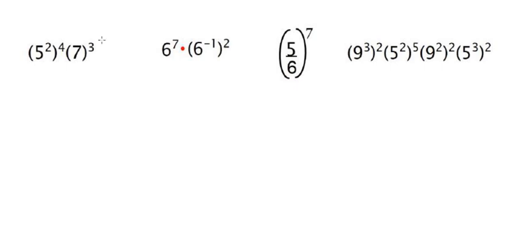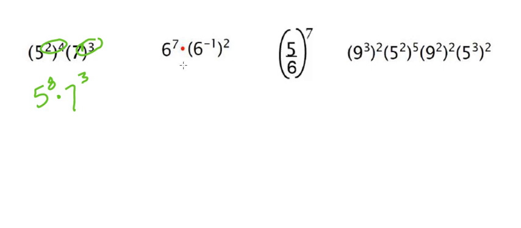All right, so right here we have 5 squared raised to the power of 4, and then this is actually 7 to the 1st power, raised to the power of 3. So I'm going to multiply like bases here, and this is 5, well 2 times 4 is 8, multiplied by 7 to the 1 times 3, so that's going to be 7 to the power of 3. So 5 to the 8 times 7 to the power of 3.